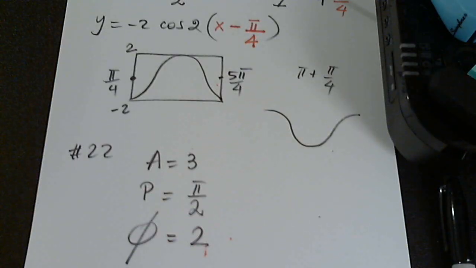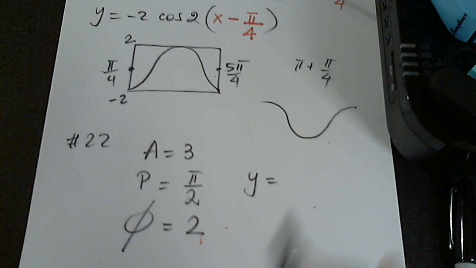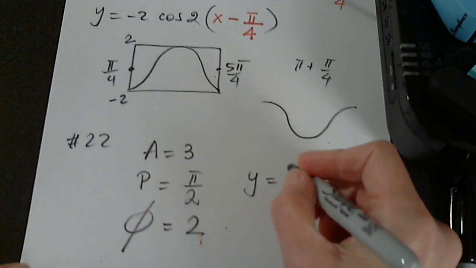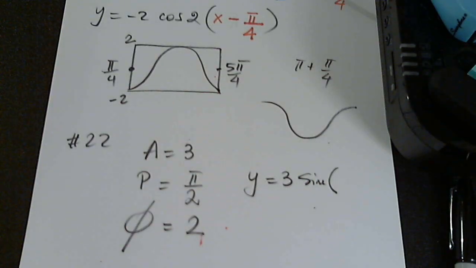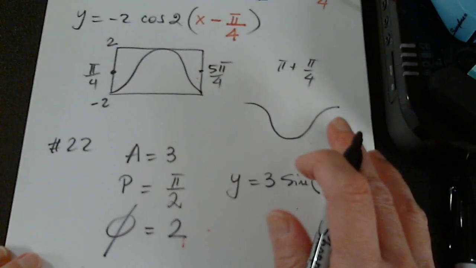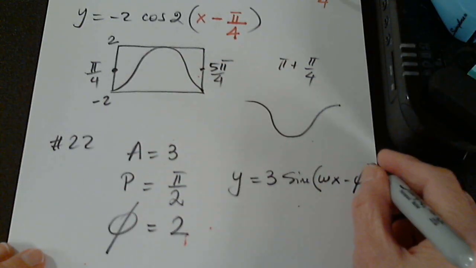Fine. Okay. So we know that y is a sine function. What do I start with? Can anyone tell us how to start here? What do I put first? 3. Yes. Good. Awesome. Then I have to write sine. Excellent. Then for now, I'm just going to write omega x minus phi.